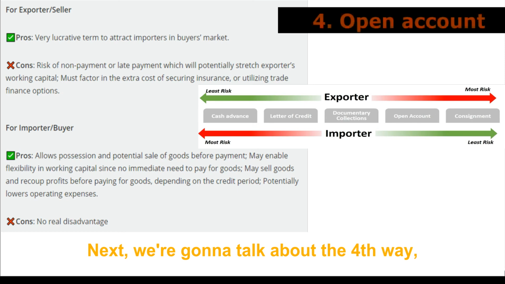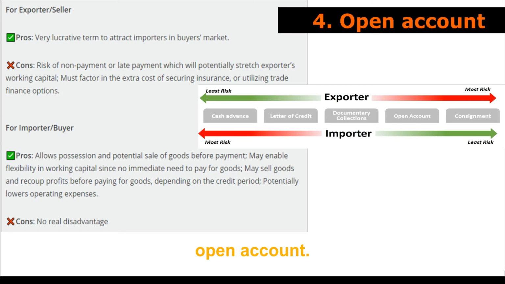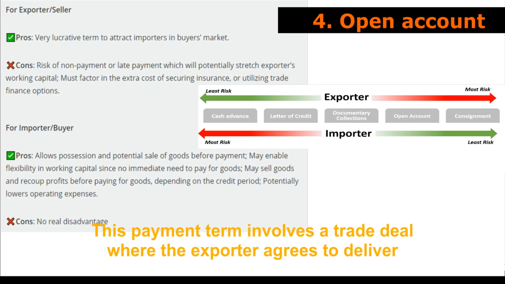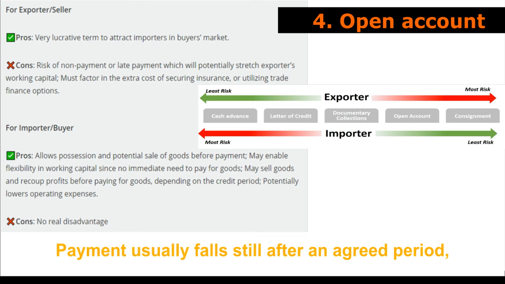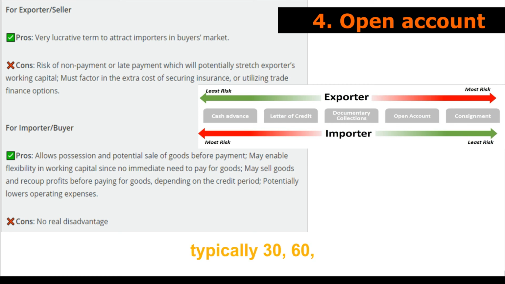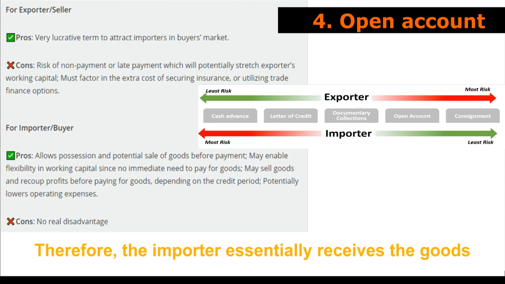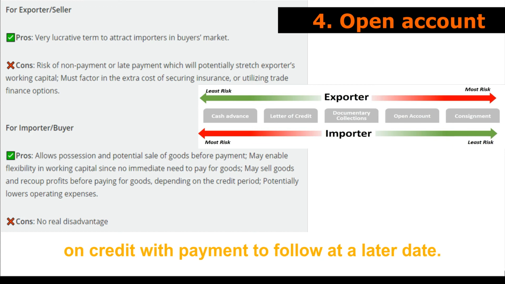Next, we're going to talk about the fourth way, open account. This payment term involves a trade deal where the exporter agrees to deliver the goods to the importer without receiving payment until a later date. Payment usually falls due after an agreed period, typically 30, 60, or 90 days after delivery. Therefore, the importer essentially receives the goods on credit, with payment to follow at a later date.